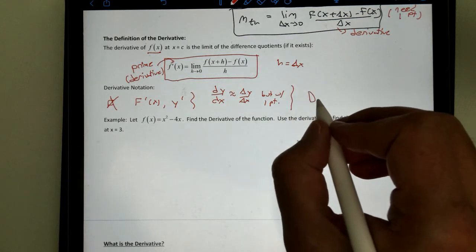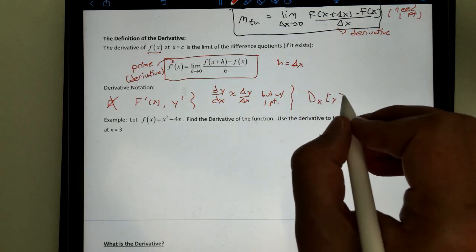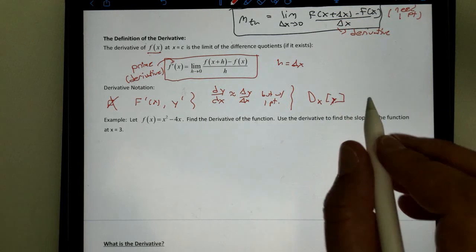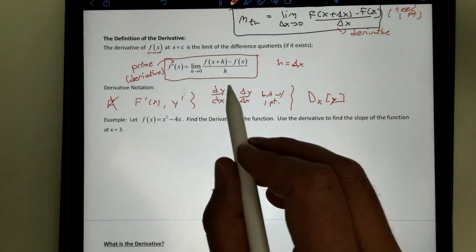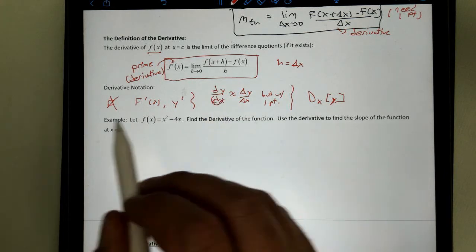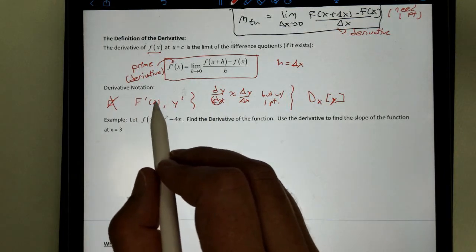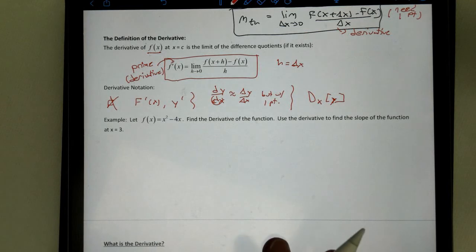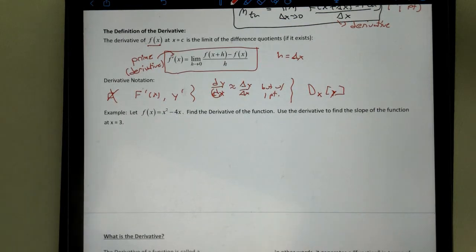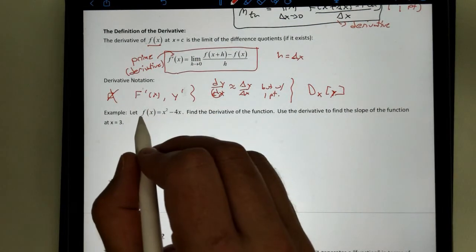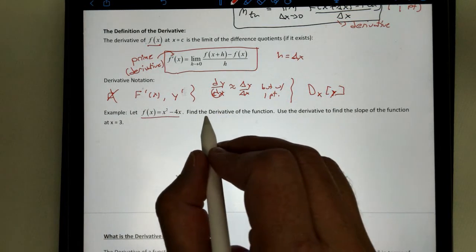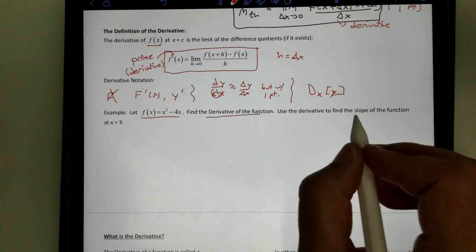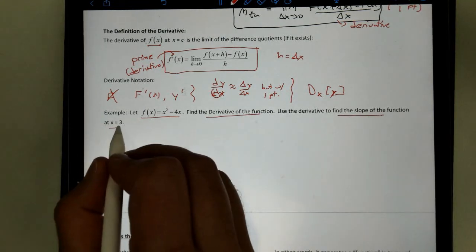And if you're in computer science, you have a notation like this. These all read the same way: the derivative of y with respect to x, the derivative of a function with respect to x. So let's take a look at this example here. We're given the function x squared minus 4x, and we want to find the derivative of the function, and then use that to find the slope at x equals 3.